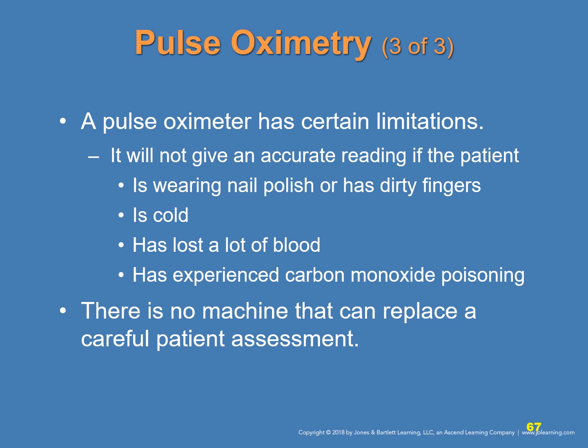It will not give an adequate reading if the patient is wearing nail polish or if the patient's fingers are very dirty. If the patient is cold and the blood vessels in the fingertips or earlobes are constricted, the pulse oximeter reading will not be accurate. Patients who have lost a lot of blood will have inaccurate readings. Patients who have experienced carbon monoxide poisoning will have false readings. There is no machine that can replace a careful patient assessment, including a good medical history.